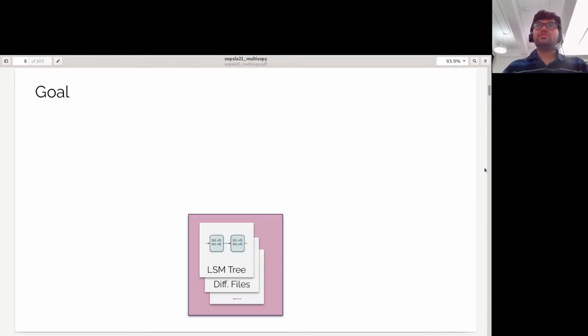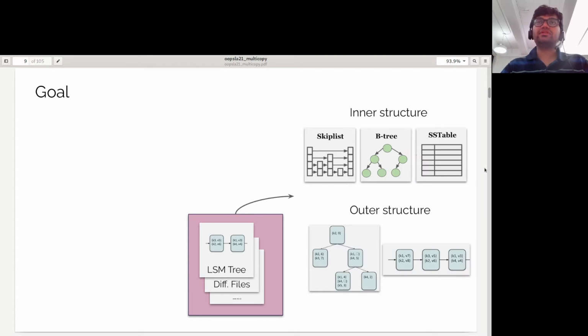So what is the goal for this work? Well, in practice we see many multi-copy structures, the main example being the LSM tree, or the log structured merge tree. These implementations differ from each other not only in how the nodes themselves are implemented, the inner structure, but also in the outer structure, which could be a list, a tree, or an arbitrary DAG.